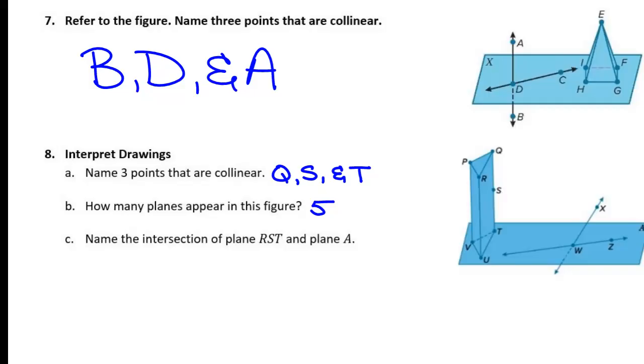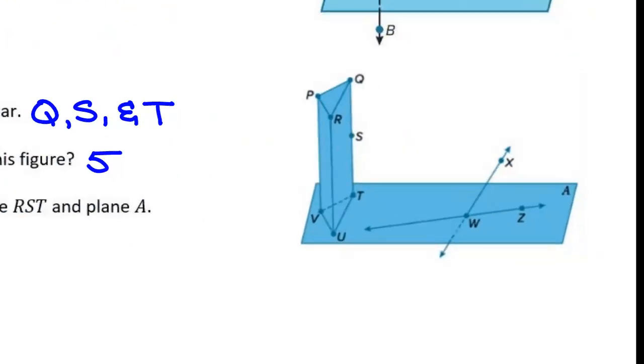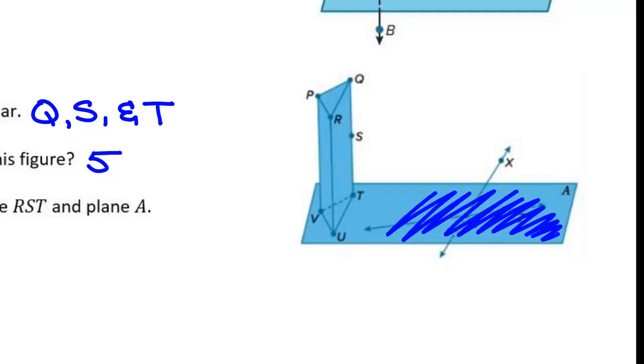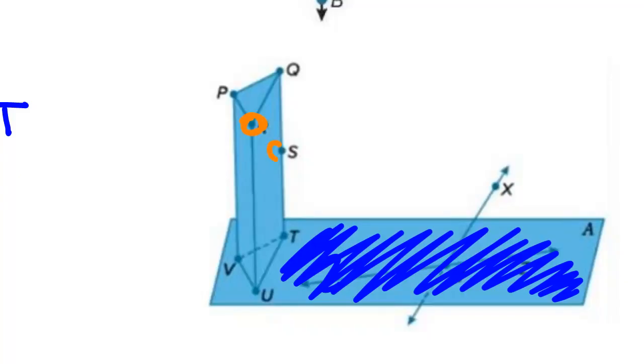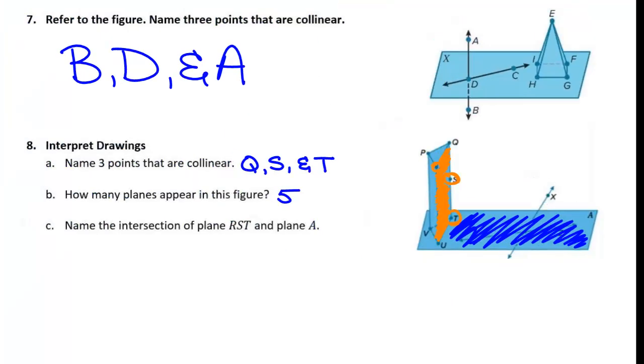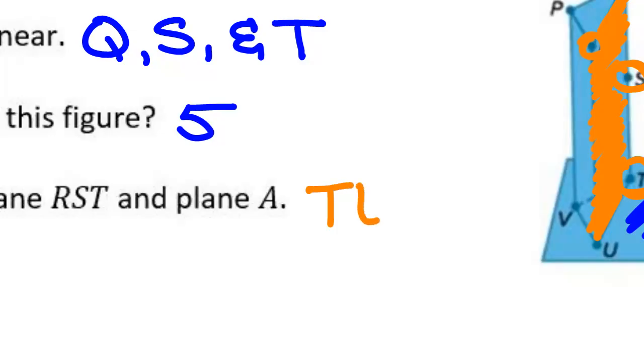All right. Name the intersection of plane RST and plane A. Plane A is this right here. And plane RST, well, here's R, here's S, and here's T. So this face is plane RST. Does RST touch plane A anywhere? Where? T and U. So T, U, with a dash and arrows over the top. Nicely done. Very nicely done.